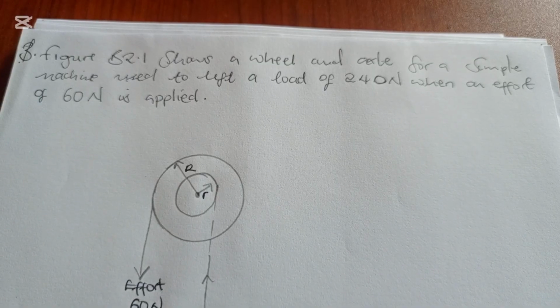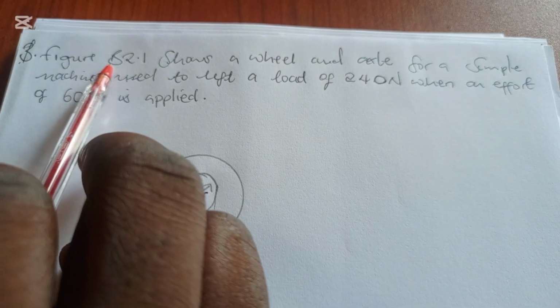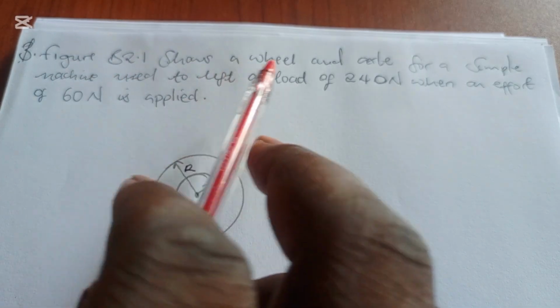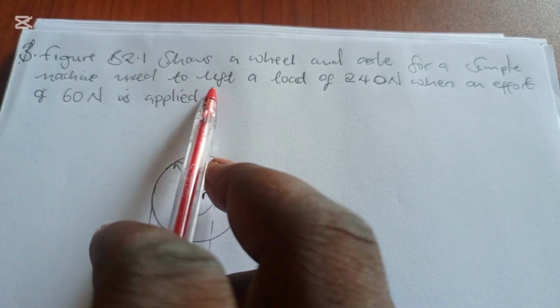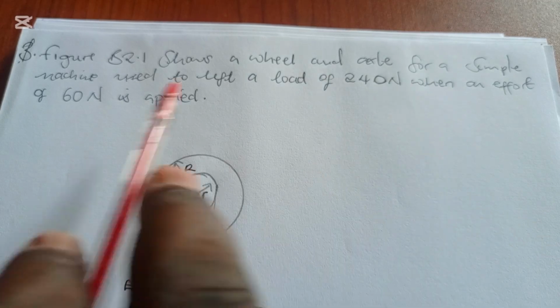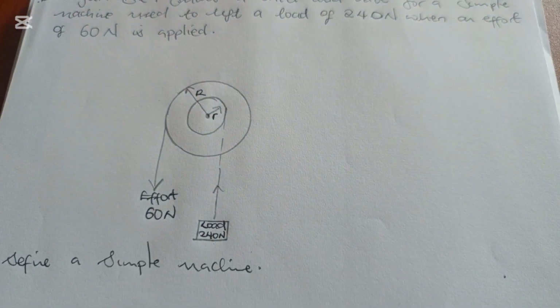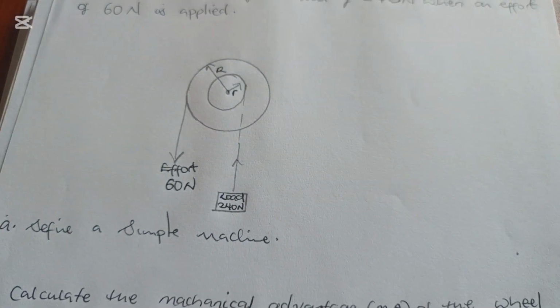So this is physics, a question on a simple machine. So the question reads, figure B 2.1 shows a wheel and axle for a simple machine used to lift a load of 240 newtons when an effort of 60 newtons is applied. As you can see from the diagram here.